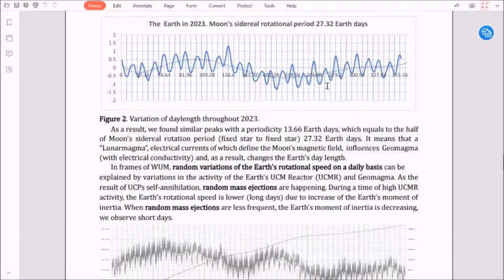In the frames of our theory, random variations of the Earth's rotational speed on a daily basis can be explained by variations in the activity of the Earth's UC matter reactor in geomagma. As a result of UC particle self-annihilation, random mass ejections happen during a time of high UC matter reactor activity. The Earth's rotational speed is lower on long days due to an increase of the Earth's moment of inertia. When random mass ejections are less frequent, the Earth's moment of inertia decreases. We observe short days.